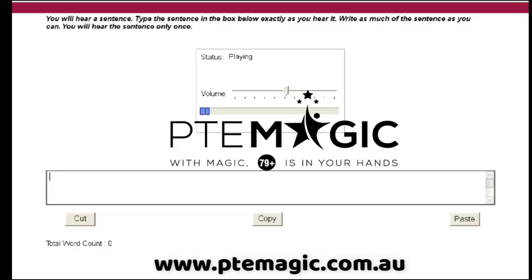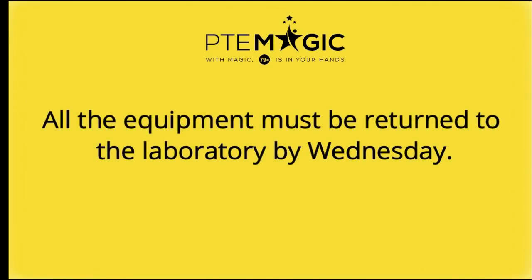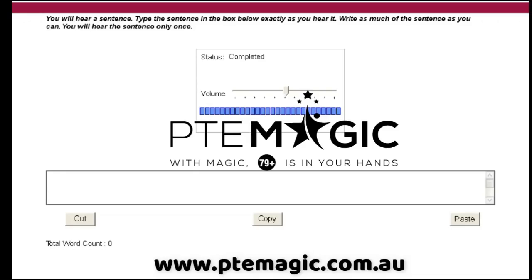All the equipment must be returned to the laboratory by Wednesday.